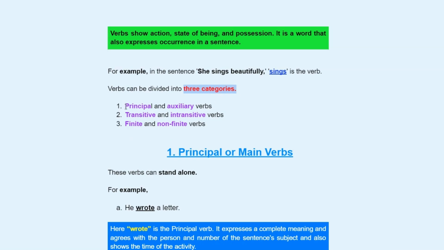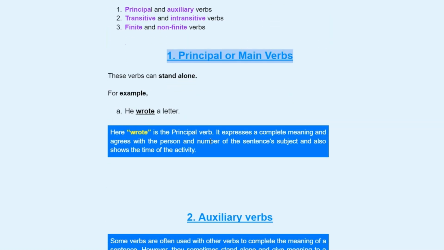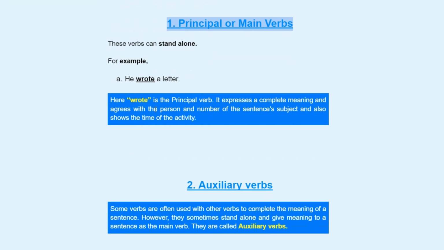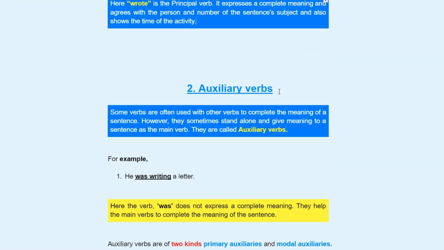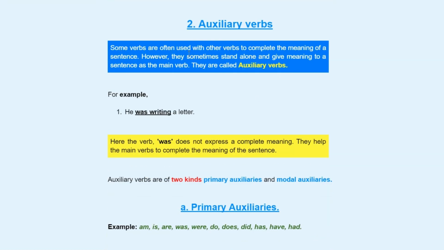Verbs can be divided into three categories: principal and auxiliary verbs, transitive and intransitive verbs, finite and non-finite verbs. Principal or main verbs. These verbs can stand alone. For example, he wrote a letter. Here wrote is the principal or main verb. It expresses a complete meaning, agrees with the person and number of the subject of the sentence, and also shows the time of the activity.